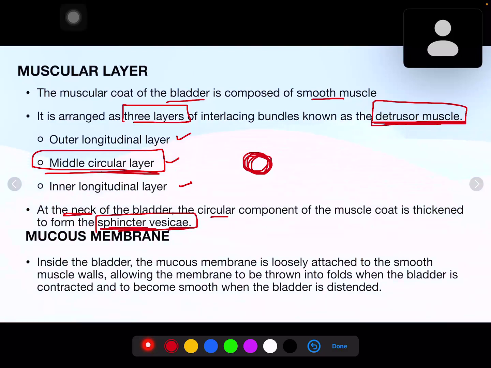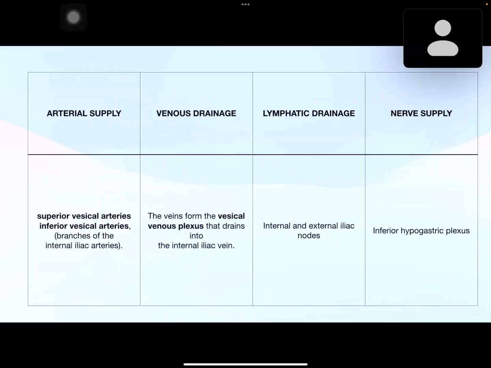And the mucous membrane, as discussed previously, is loosely attached inside the bladder. This allows the membrane to be thrown into folds when the bladder is contracted and to become smooth when it is distended. So when the bladder is empty, the mucous membrane is thrown into folds. Only the trigone is smooth every time. So this is very important.